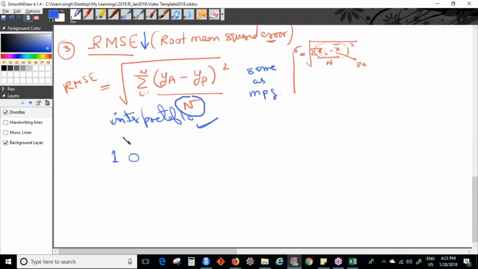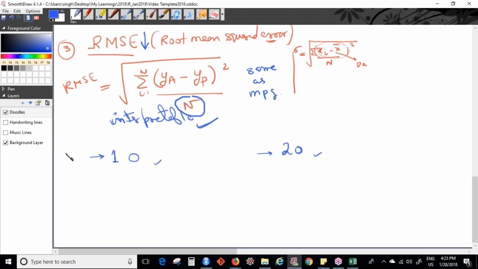Now even RMSE has a disadvantage. Let's see what that is. Let's say I tell you that the RMSE of a model is 10, and somebody else tells me that the RMSE of another model is 20. Now which model is better here out of the two? Actually, you cannot say which model is better.